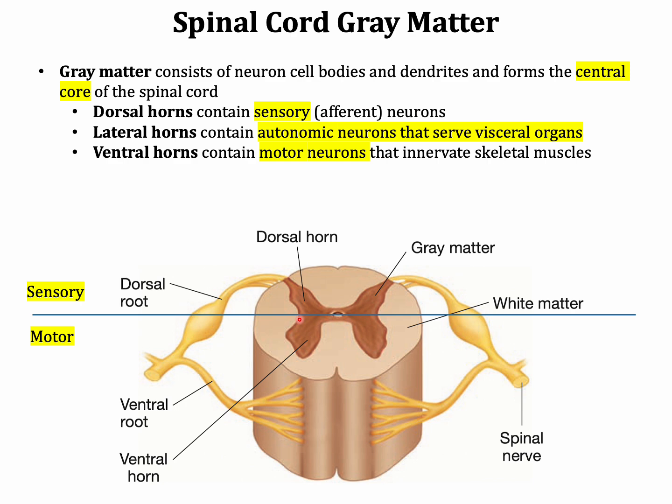The cord, as well as the brain, is really divided into sensory and motor. So what we find here is that motor is ventral or anterior, and sensory is dorsal or posterior. The dorsal horns here contain sensory afferent neurons. The lateral horns contain cell bodies of autonomic neurons, which are going to innervate our visceral organs. And then the ventral horns here contain the cell bodies of motor neurons that innervate our skeletal muscle. So it's very organized within the cord. You can see I put this line here, sensory and motor.